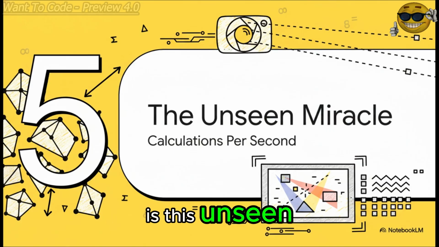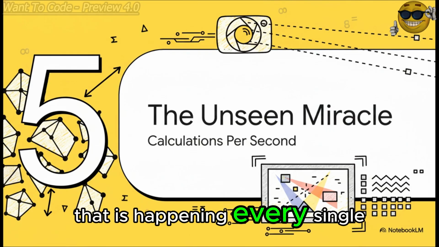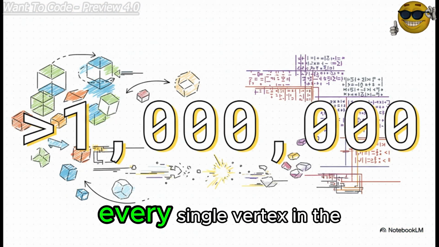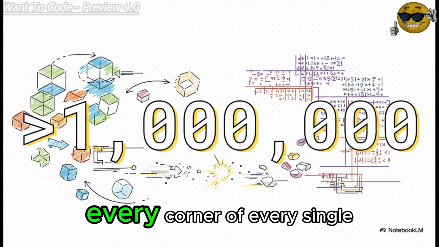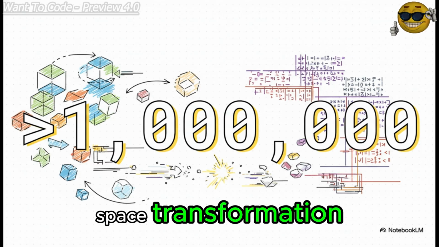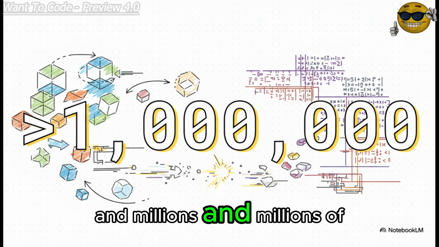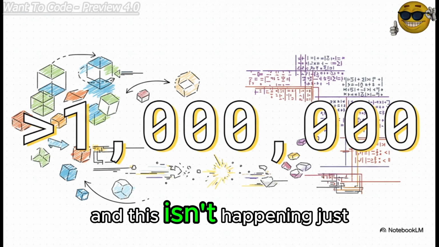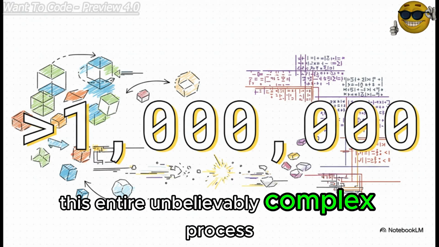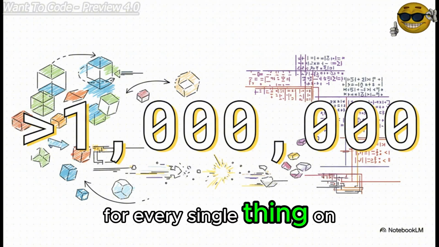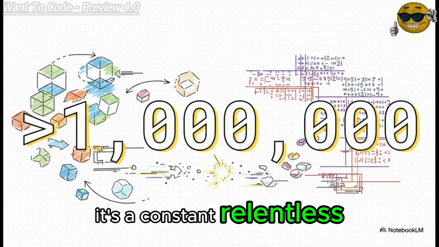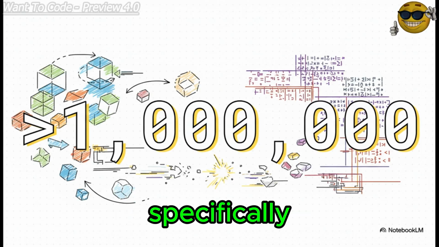What we've just walked through is this unseen miracle of pure math that is happening every single moment you play a video game. Let's just try to put this into perspective for a second. Every single vertex in the entire game world, every corner of every single tree, rock, and character goes through this whole 5-space transformation. This involves millions and millions of matrix calculations. And this isn't happening just once. To get a smooth 60 frames per second, this entire unbelievably complex process has to happen from scratch for every single thing on the screen 60 times, every single second. It's a constant, relentless tidal wave of calculation that your graphics card is specifically designed to handle.